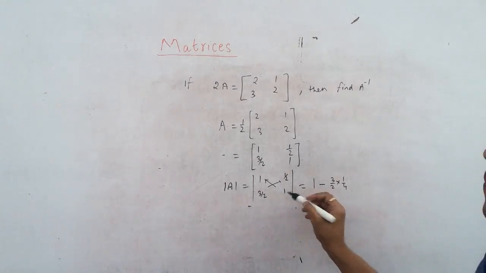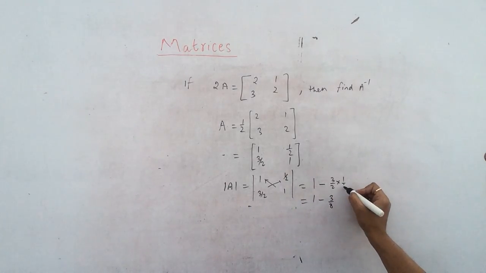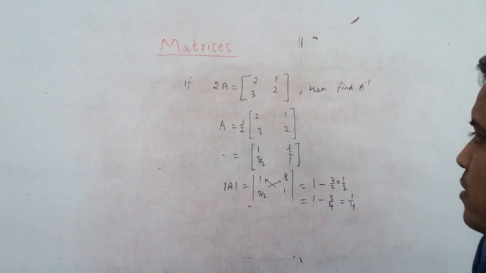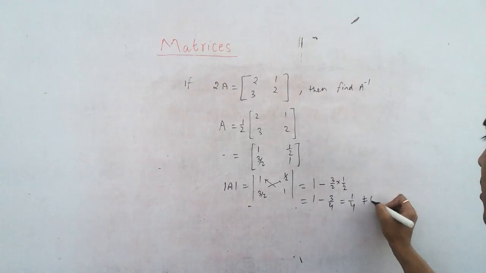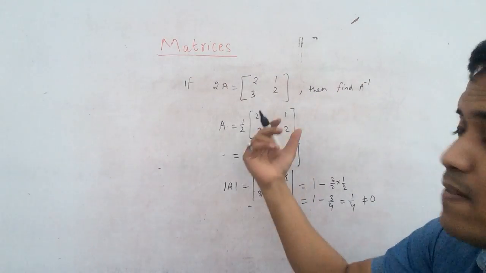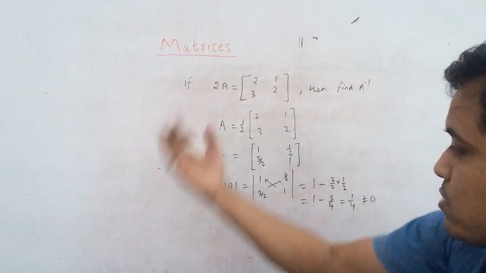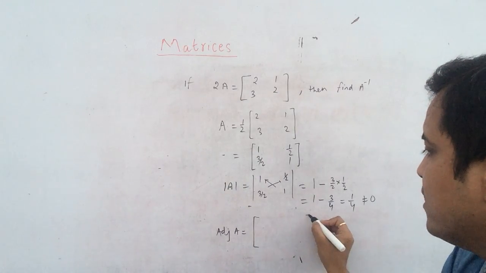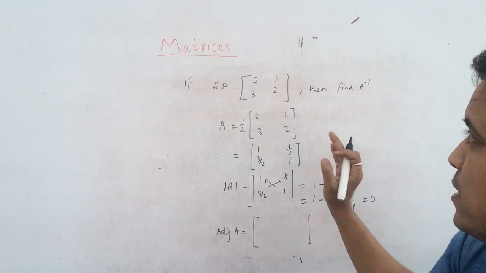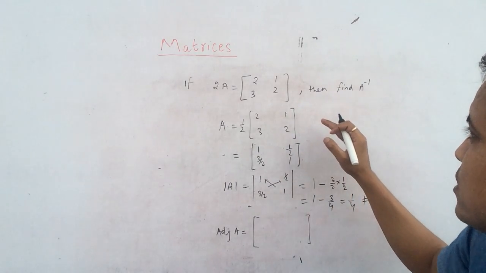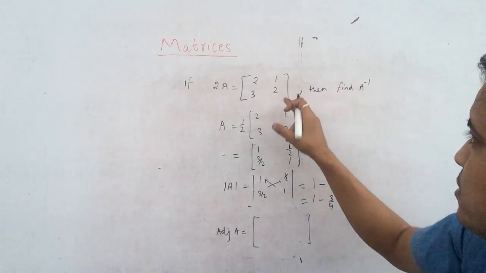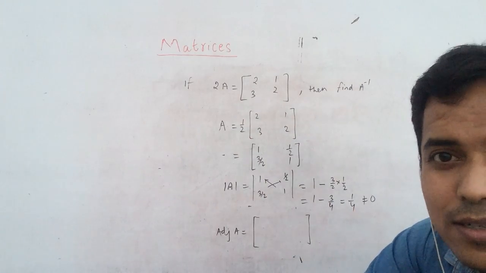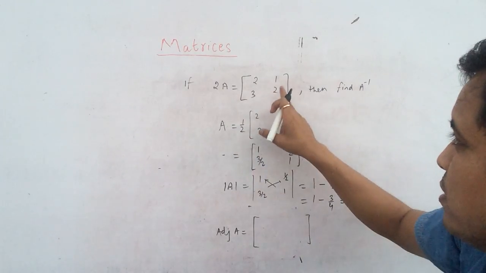Okay, sorry, this is 3 by 1 by 2, 3 by 4, so it would be 1 by 4. Alright, so here you see the determinant is not equal to 0, so it is non-singular. Then A inverse is possible, so find the adjoint, and I have told you how to find the adjoint. So you have to exchange the left diagonal and change the sign of the right diagonal.